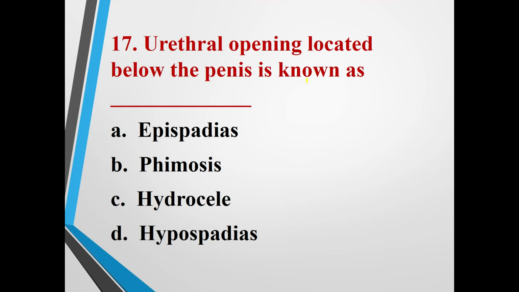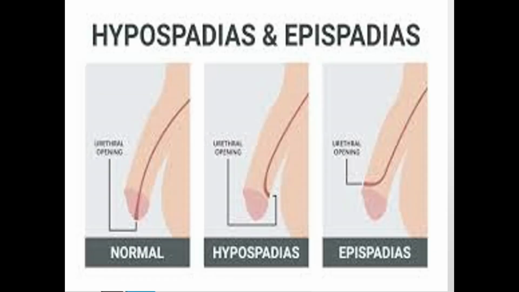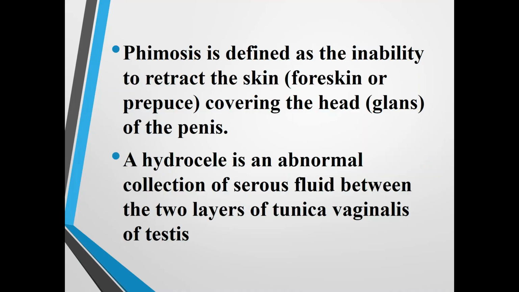Urethral opening located below the penis is known as. Options: A, epispadias, B, phimosis, C, hydrocele, D, hypospadias. Answer is D, hypospadias. So the urethral opening located below the penis is hypospadias and above the penis is epispadias. Phimosis is defined as the inability to retract the skin covering the head of the penis. Hydrocele is an abnormal collection of serous fluid between the two layers of the tunica vaginalis of the testis.